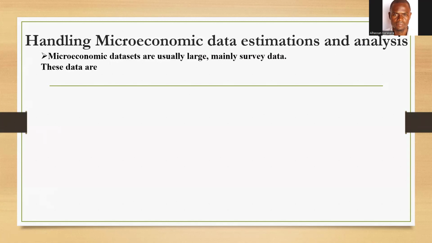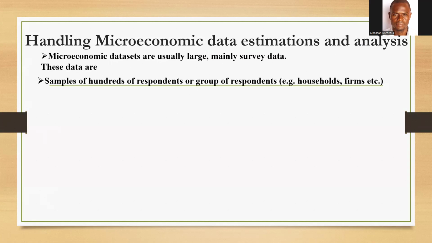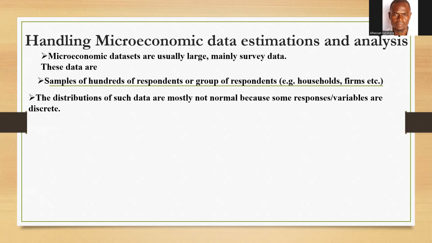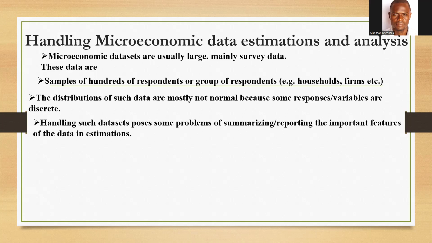Microeconomic data sets are usually large, mainly survey data, and these data are samples of hundreds of respondents or groups of respondents. It could be households, firms, or individuals. The distribution of such data is mostly not normal, one, because some responses or variables are discrete. Again, handling such data poses problems of how to summarize or report the important features of the data in your estimations.